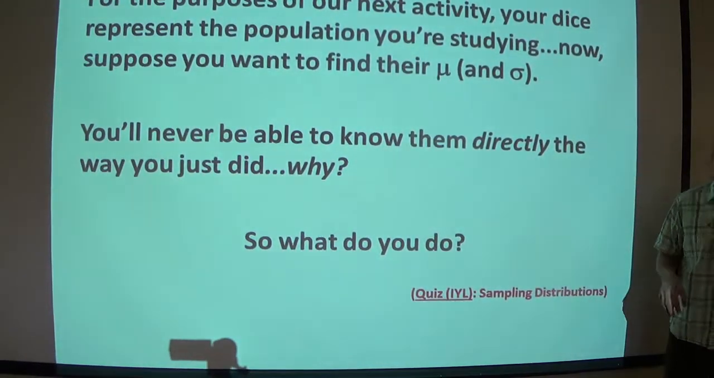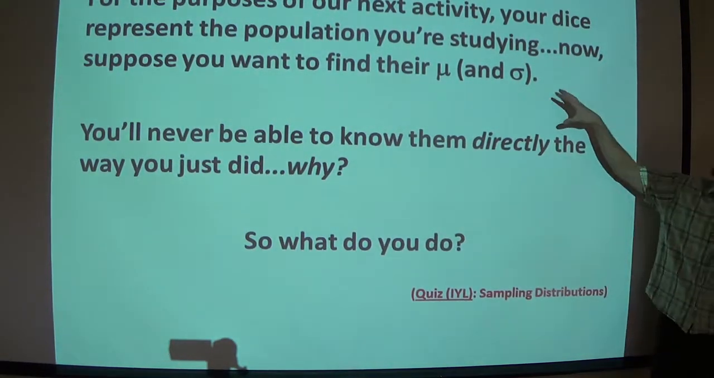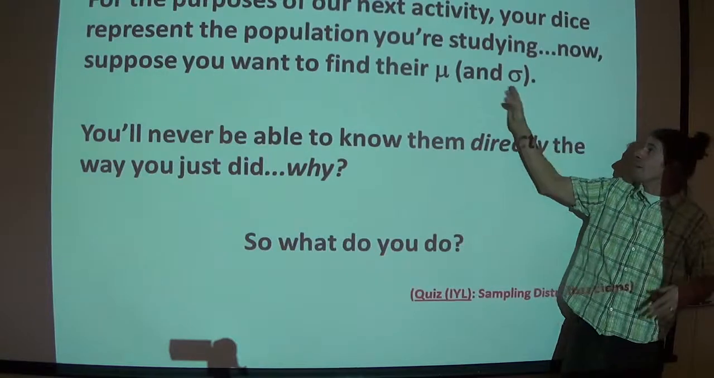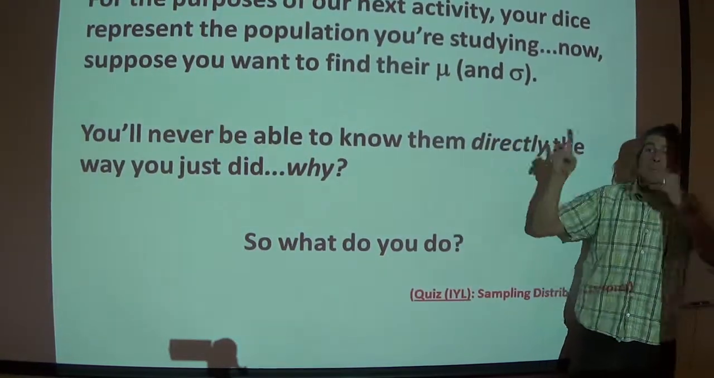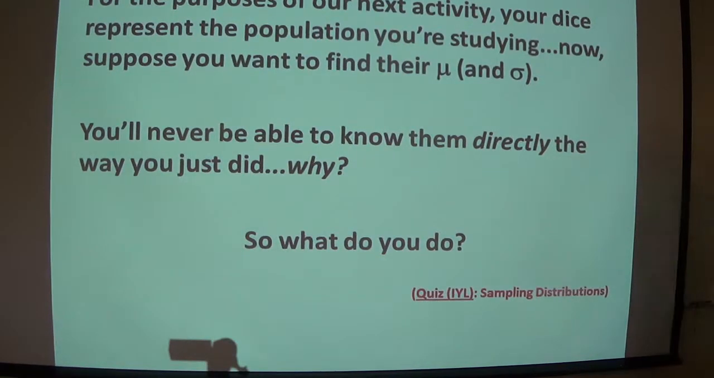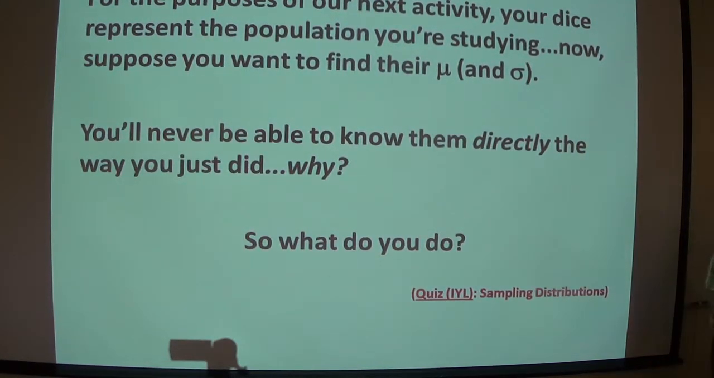Because sometimes, my goodness, we got some statistics allergies going on today. So we want to know mu, and maybe sigma too. I feel like Dr. Seuss now. We want to know these things, but we never can know these things, because the populations are usually too big. So what you're going to end up having to do is draw samples from a population, look at your sample, take measurements on the sample, and see how that relates to your population.